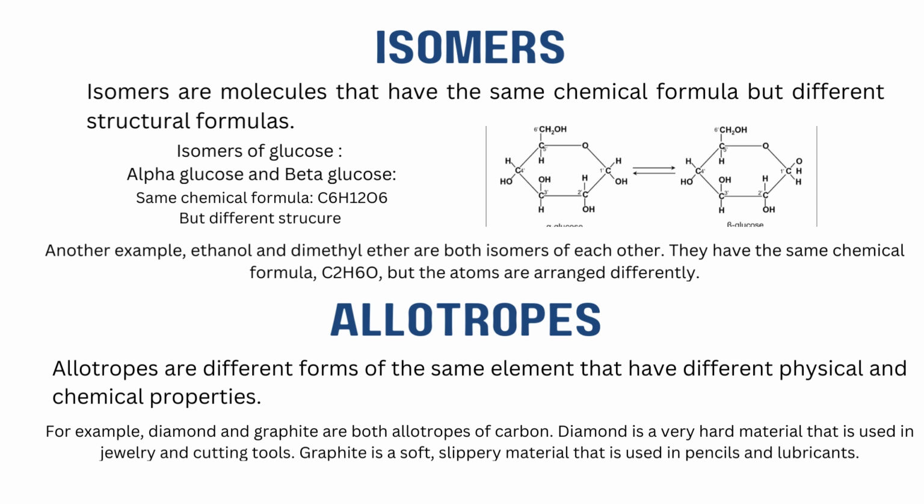Allotropes are different forms of the same element that have different physical and chemical properties. For example, diamond and graphite are both allotropes of carbon.